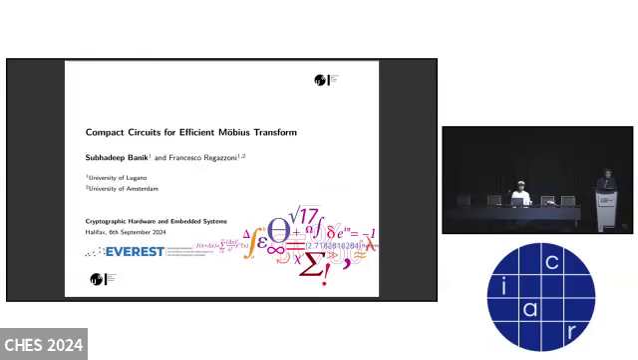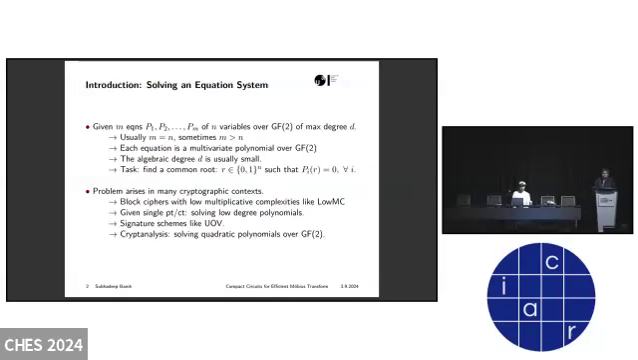Today I'm going to talk about compact circuits for Mobius transforms. Let me very quickly present the problem that I'm trying to solve. We are given m Boolean polynomials P1 to Pm, each of n variables, let's say over GF(2), with the added condition that the algebraic degree of each polynomial is bounded by some small constant d. The task is to find the common root of this equation system, or in other words, to find the vector r over n bits such that Pi(r) evaluates to 0 for all i.